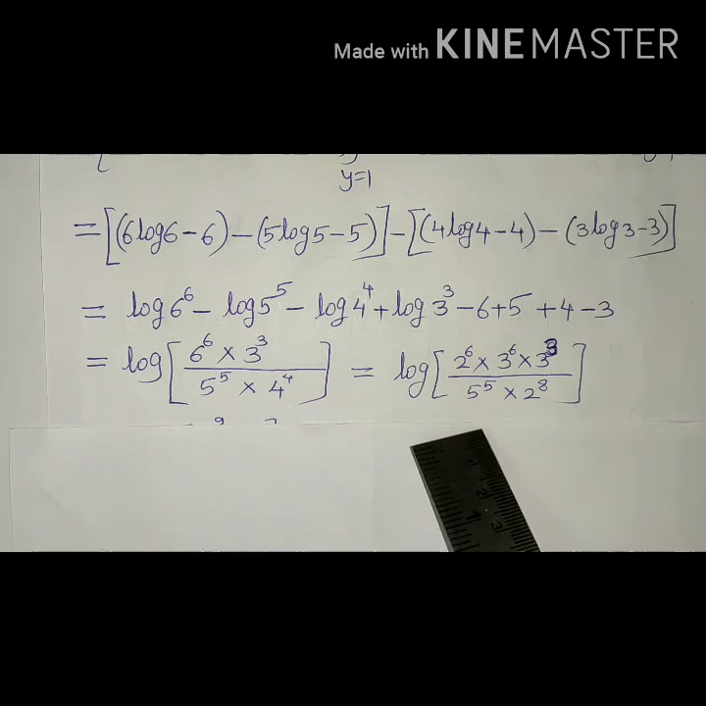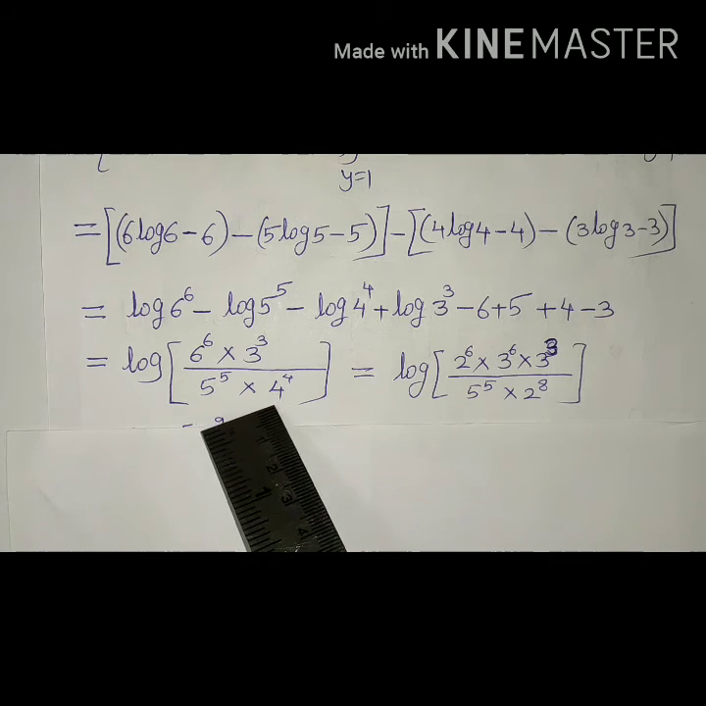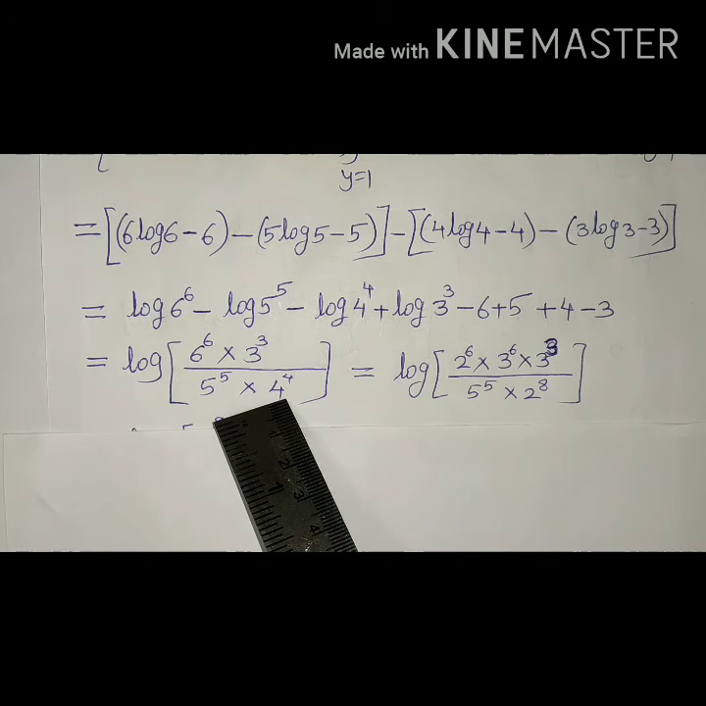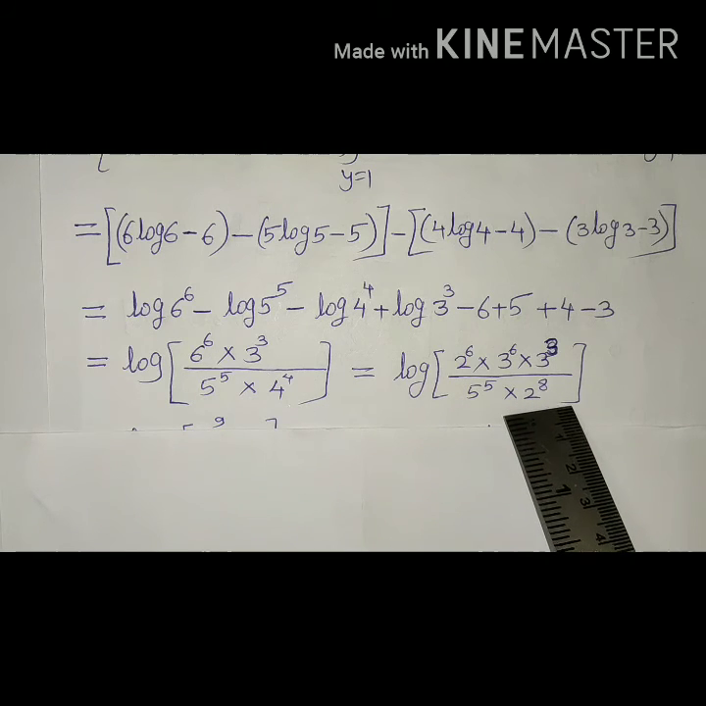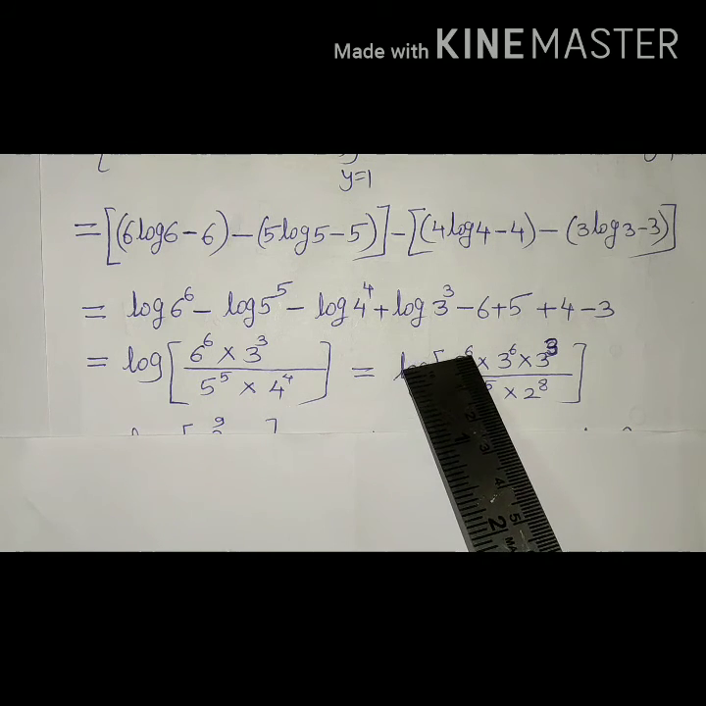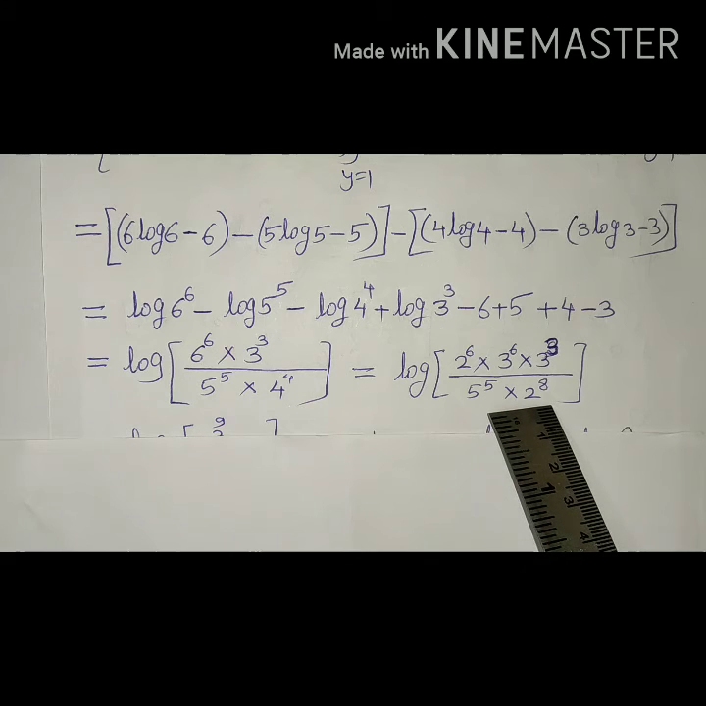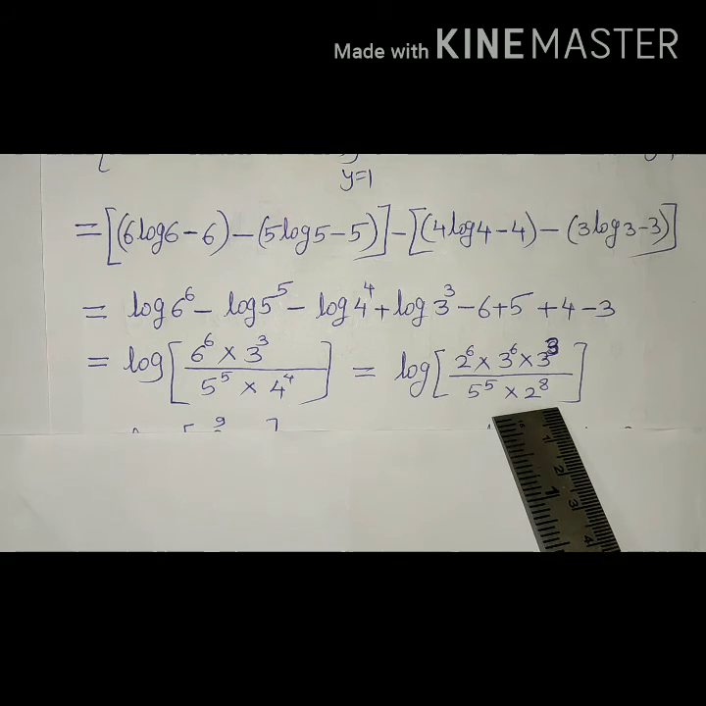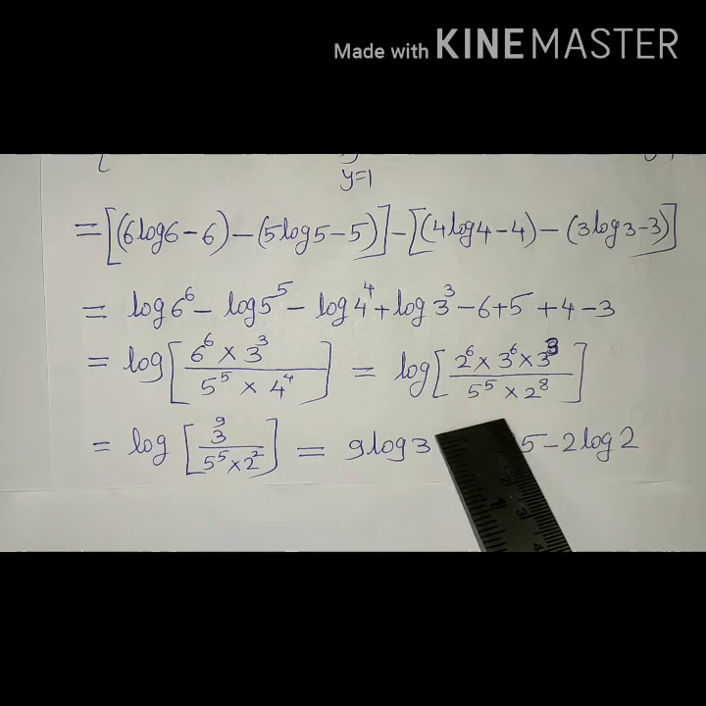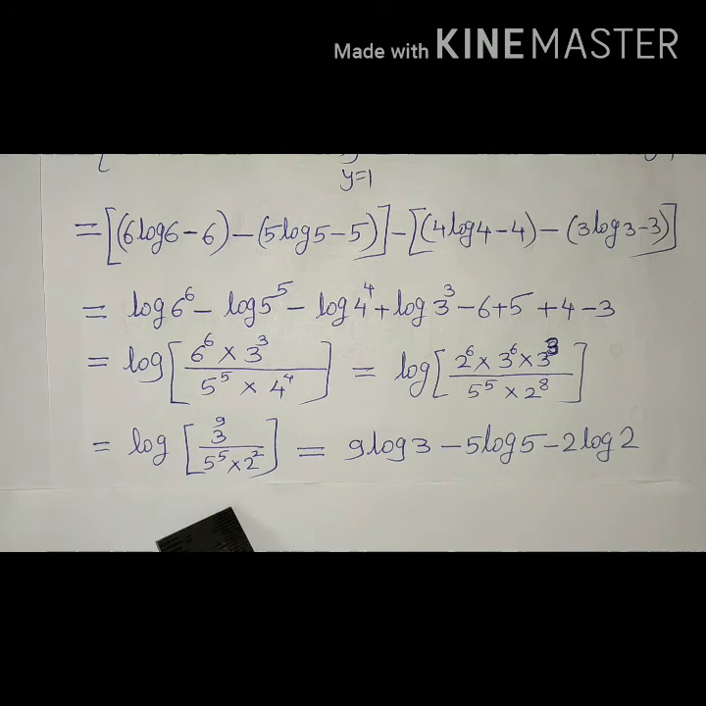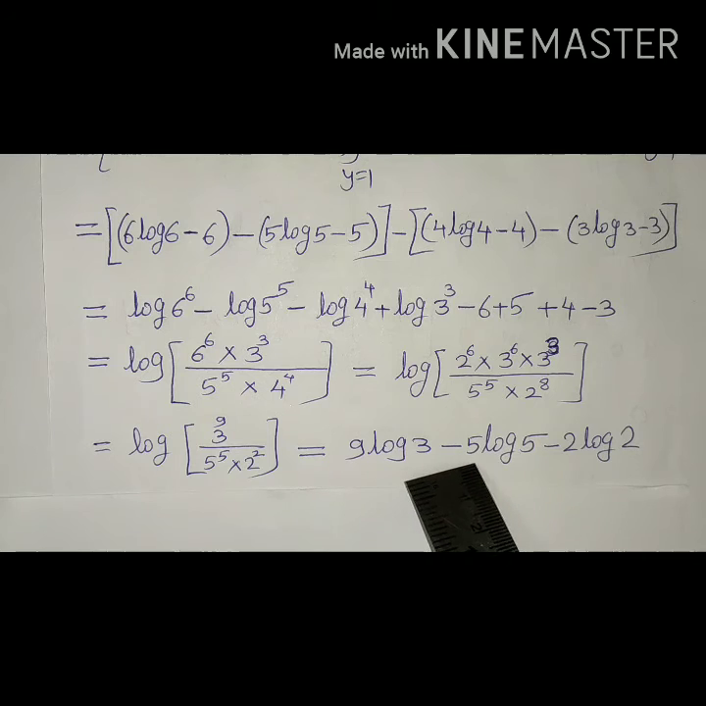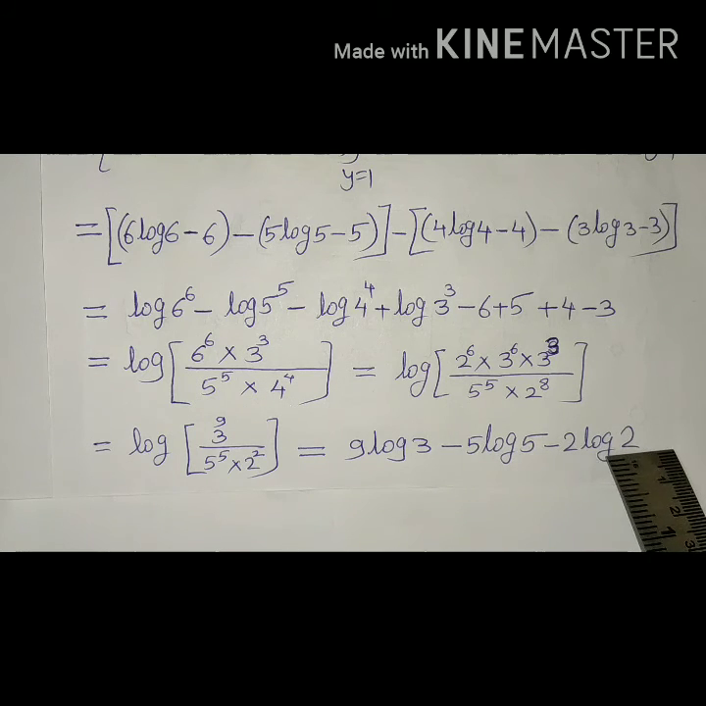In the denominator you are having 5 raised to 5 and this 4 we are writing as 2 square, so it becomes 2 raised to 2 4s are 8. Now after cancellation 2 raised to 6 cancels with 2 raised to 6 here and we are left with 2 square. So what we are having is 3 raised to 9 upon 5 raised to 5 into 2 raised to 2, which I can write now as 9 log 3 minus 5 log 5 minus 2 log 2. So simply rules of logarithm we are using.